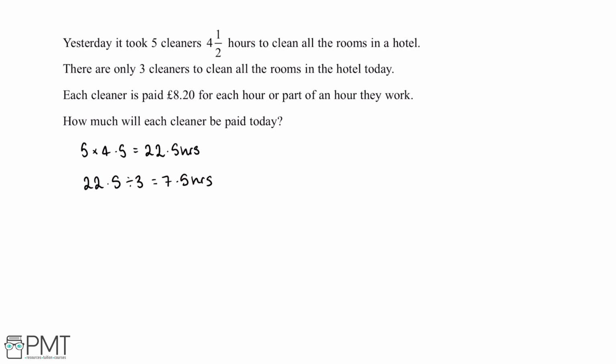Now the important piece of information in this question is that each cleaner is paid £8.20 for each hour or part of an hour they work. So this means that even if they do half an hour of work, they'll get paid for the full hour. So what we want to do is we want to round this 7.5 up to 8 hours. And then we're going to want to work out how much they would be paid for 8 hours of work. So to do this we can do 8 multiplied by £8.20, and this gives us an answer of £65.60.